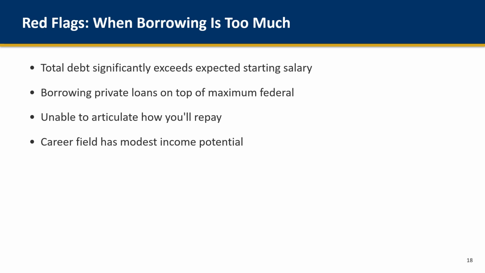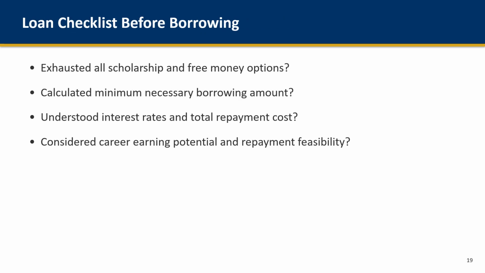These red flags don't necessarily mean you shouldn't proceed, but they demand serious reflection about whether you're making a sustainable decision. Before accepting federal loans, verify these points. Have you exhausted all scholarship and free money options? Every dollar in scholarships is a dollar you don't need to borrow or repay. Make sure you've maximized free funding before turning to loans.